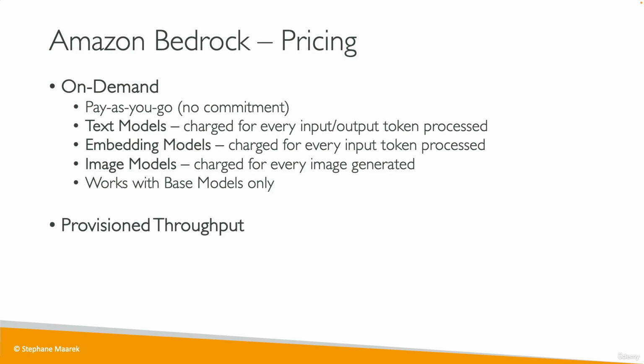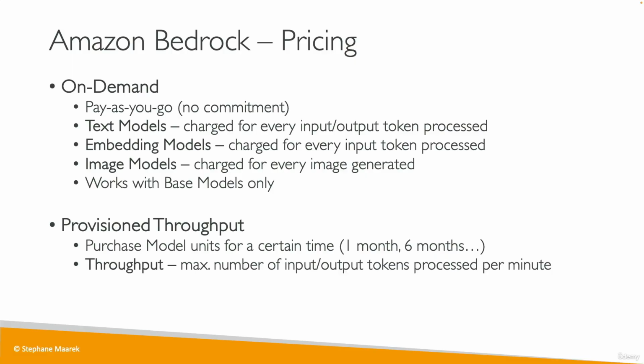If you start using provisioned throughput, you have to purchase the provisioned throughput for a specific time, for example, 1 month or 6 months, and so on. And you define the throughput. That means how many input and output tokens you want processed per minute. So you basically book that throughput ahead of time. And then once you have provisioned throughput, you can use a base model, and you can also use, of course, and most importantly, fine-tuned or custom models. So this is the only way to use them, is to have provisioned throughput.